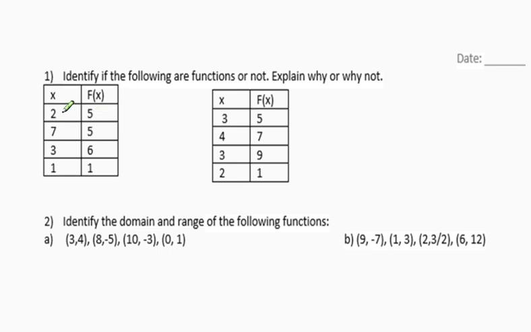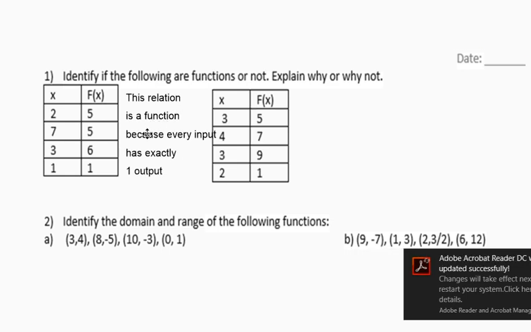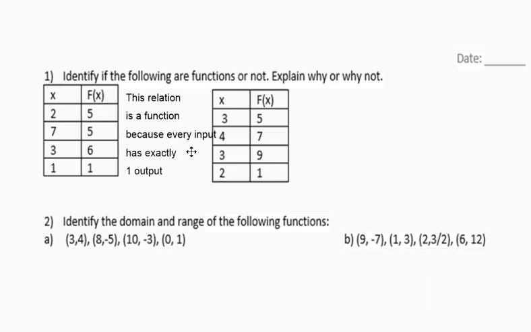So the inputs here are 2, 7, 3, and 1. The input does not repeat, therefore an input cannot have two outputs. So therefore it's a function. It's okay that two different inputs have the same output. It's not okay if two different outputs have the same input. So A is a function due to the fact that this relation, every input has exactly one output.